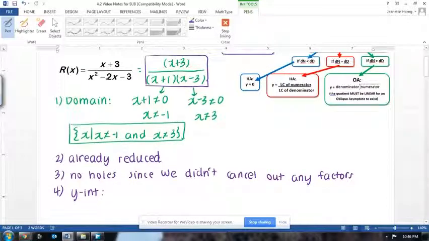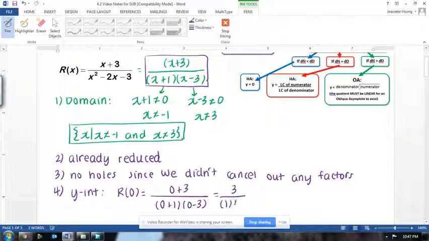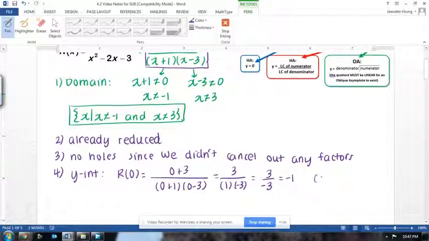You put it in the original function or you can write it in the factored version. I usually like to use the factored version. I don't really know why. So I'll say r of 0 equals 0 plus 3 all over 0 plus 1, 0 minus 3. On the numerator, I'll get 3. Denominator, I'll get 1 times -3. So it looks like my y-intercept is going to be at 0 comma -1. So I'm going to write that down.